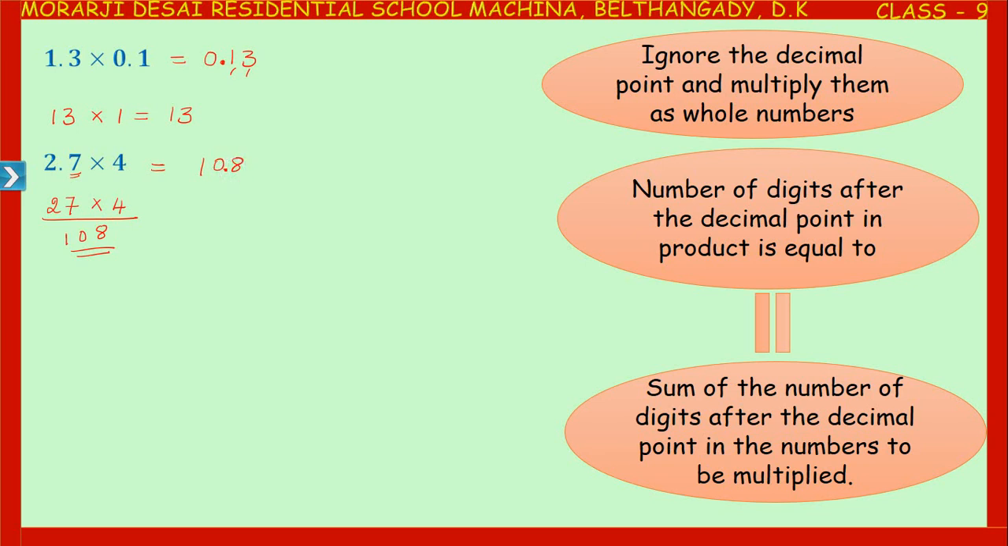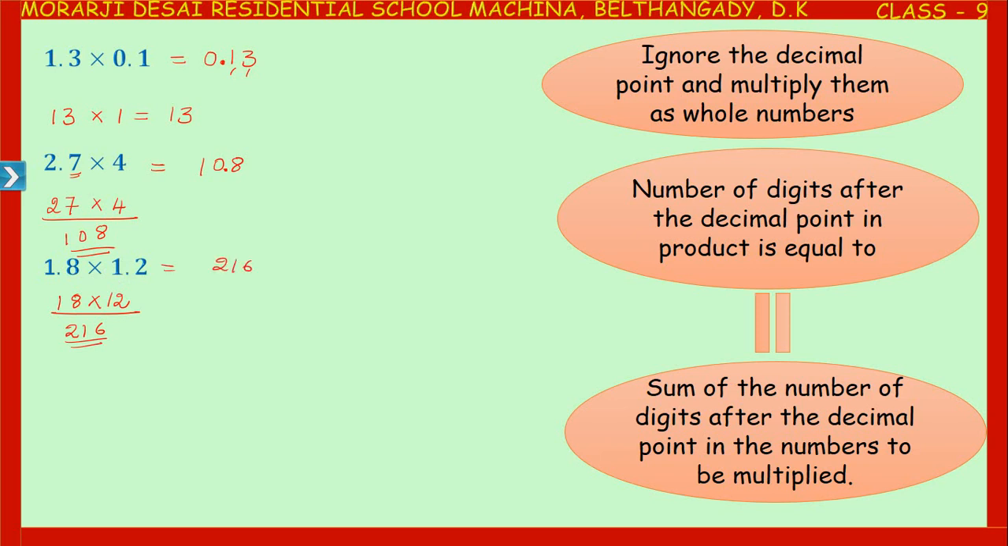So 2.7 into 4 is equal to 10.8. Look at the next question. 1.8 into 1.2. Now remove this decimal point. If I remove the decimal point of 1.8, that becomes 18 into, if I remove the decimal point of 1.2, that becomes 12. 12 8s are 96, 9 remains, 12 ones are 12, plus 8 is 20, 21. That is, the answer is 216.